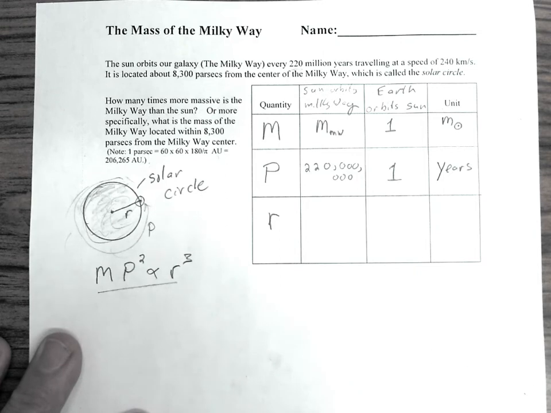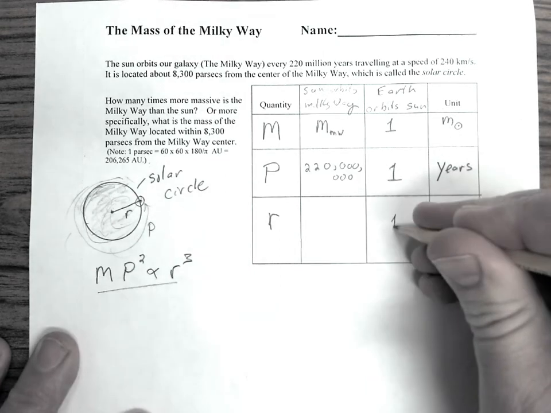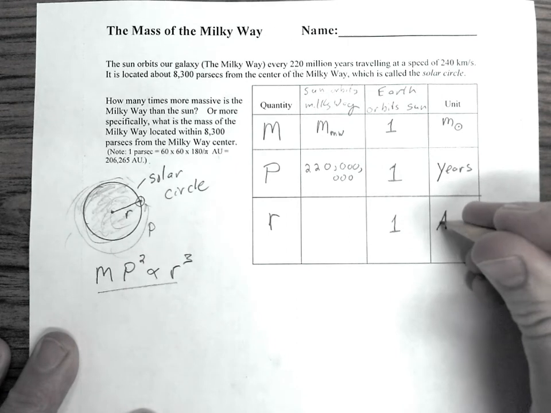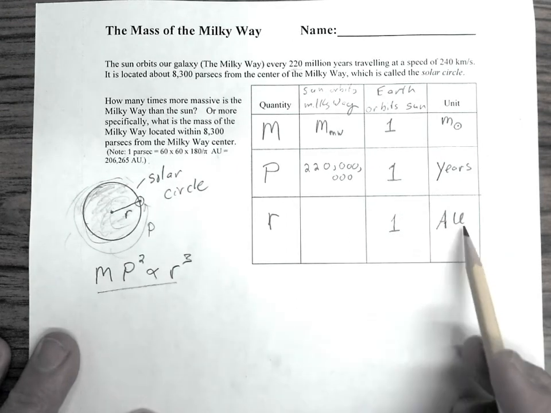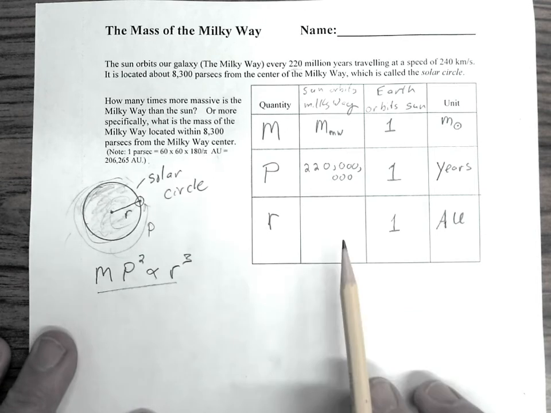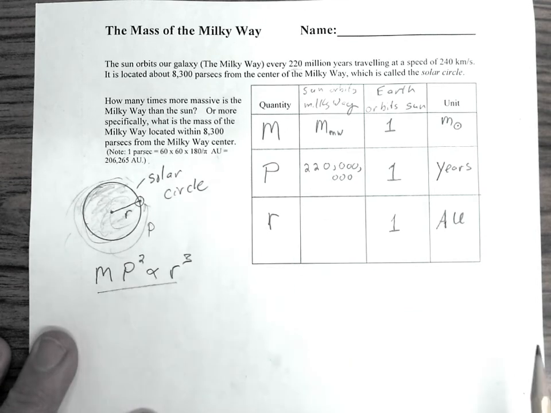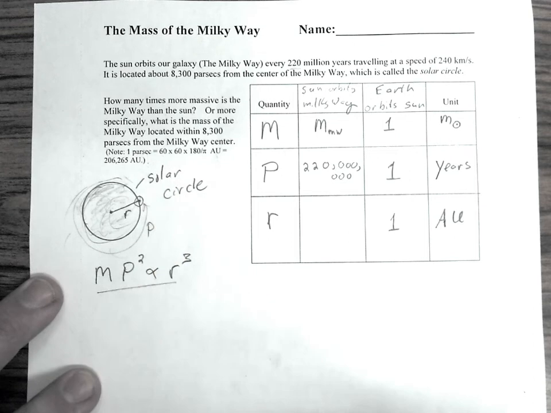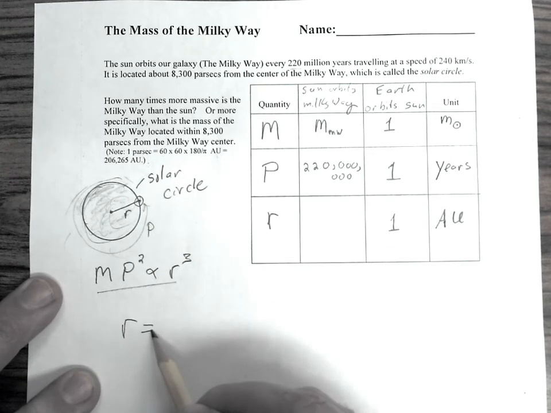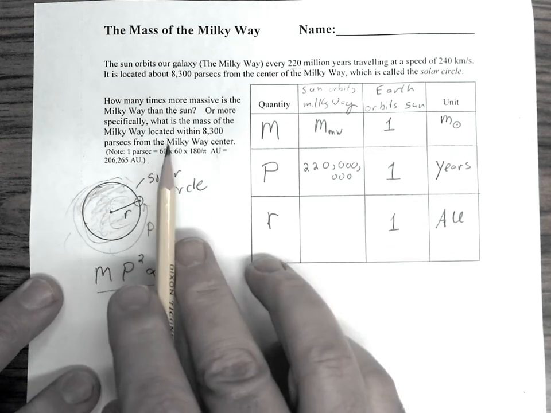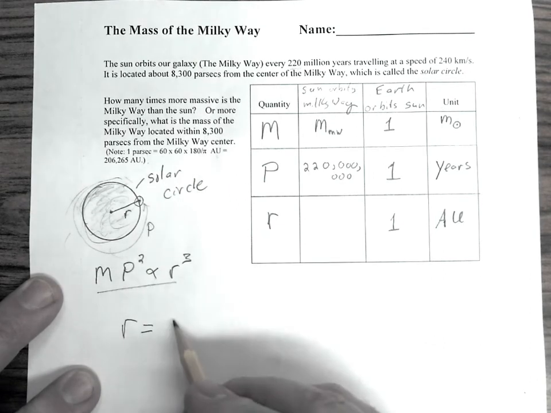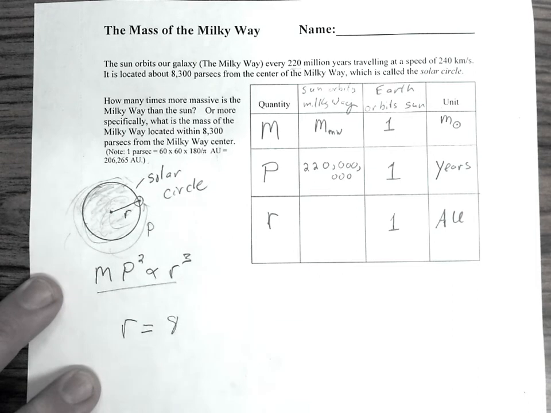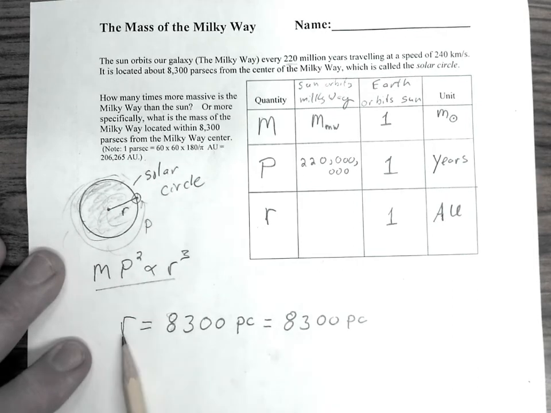So, because astronomical units are smaller, let's just put those here, and we know that the Earth orbits the Sun with an orbital radius of 1 astronomical unit. But then we have to figure out what goes here. So we're given in the problem statement that R, or what we're calling R, is 8,300 parsecs from the center of the Milky Way. So we're going to have to convert our 8,300 parsecs to AUs.